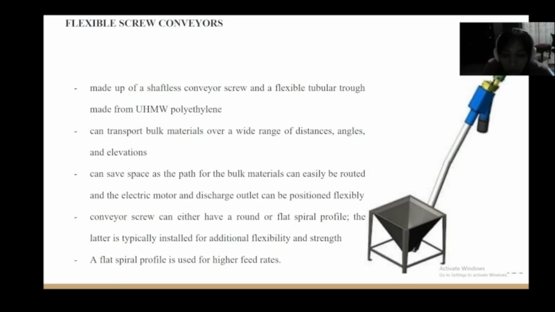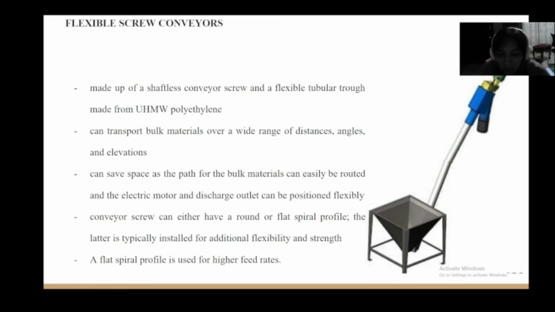Flexible screw conveyors. Flexible screw conveyors are made up of a shaftless conveyor screw and a flexible tubular shaft made from UHMW polyethylene, which is an extremely tough plastic material with high abrasion and wear resistance. Since both conveyor screw and shaft are made from flexible and bendable materials, flexible screw conveyors can transport bulk materials over a wide range of distances, angles, and elevations. These conveyors can save space as the path for the bulk materials can easily be routed and the electric motor and discharge outlet can be positioned flexibly.